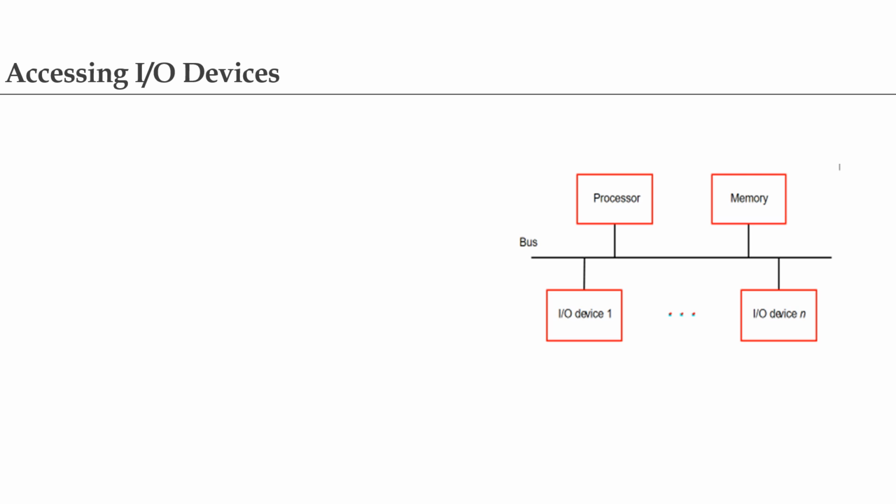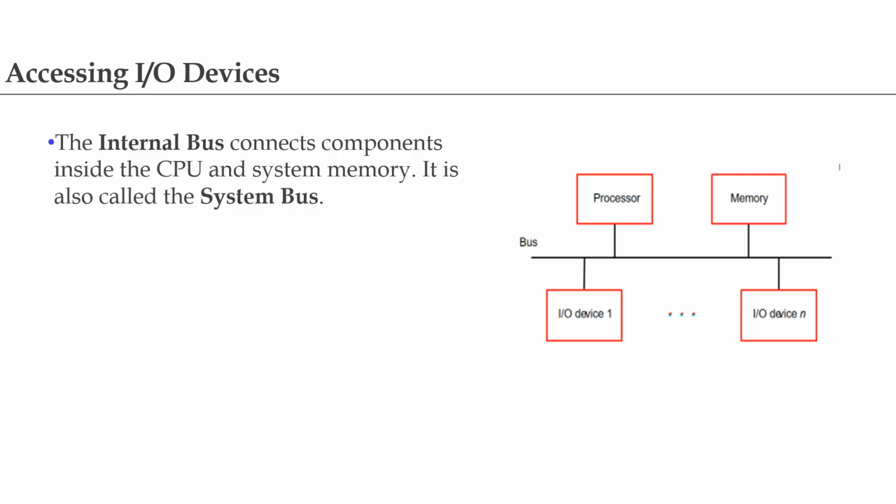The internal bus, also known as the system bus, connects key components within the computer, including the CPU and system memory. It is responsible for ensuring smooth communication between the processor and the memory, allowing data and instructions to flow efficiently within the system.